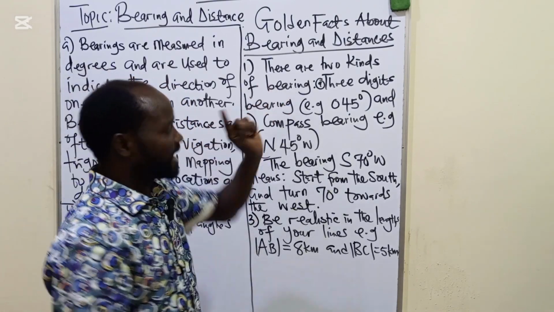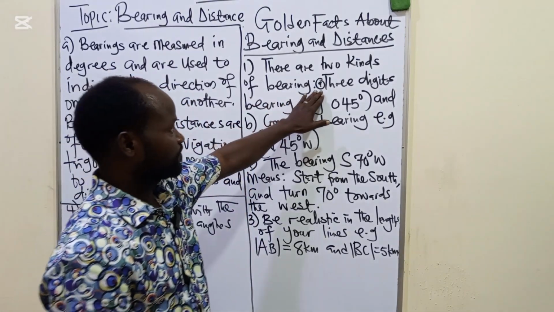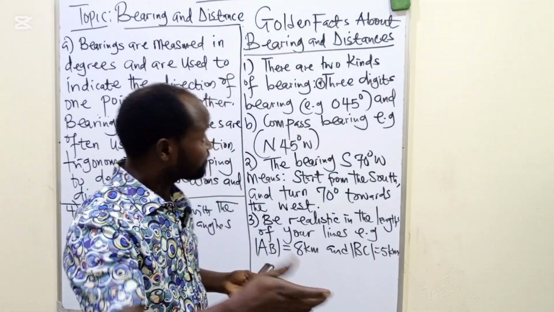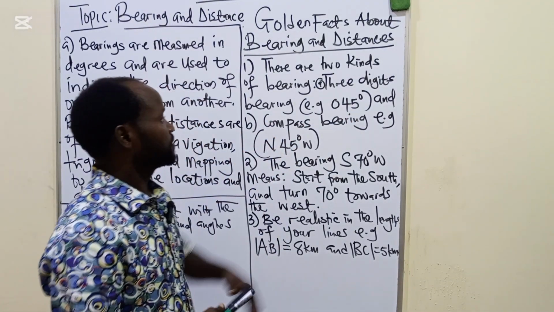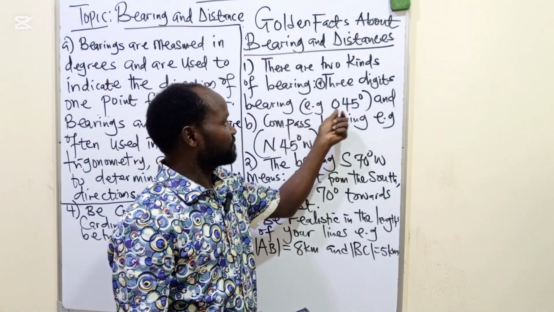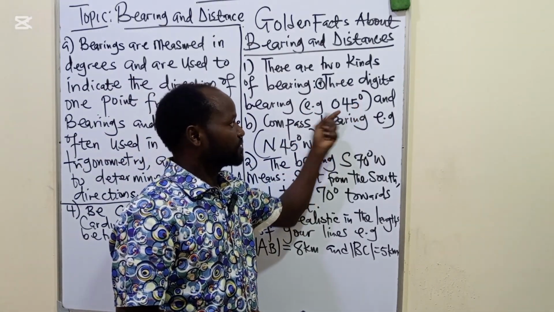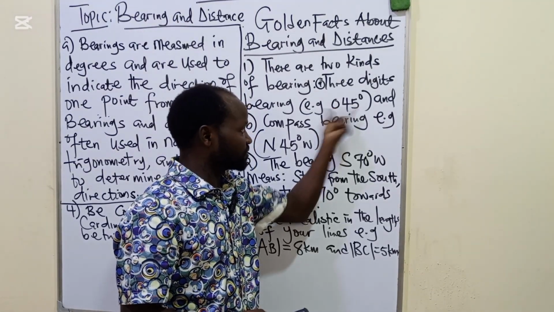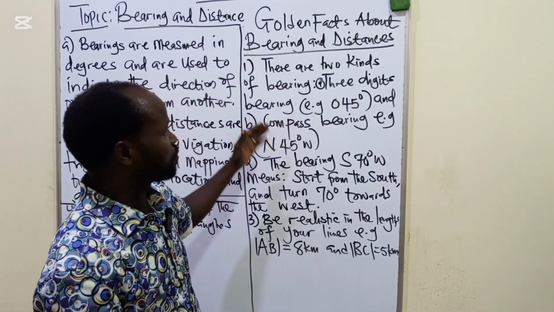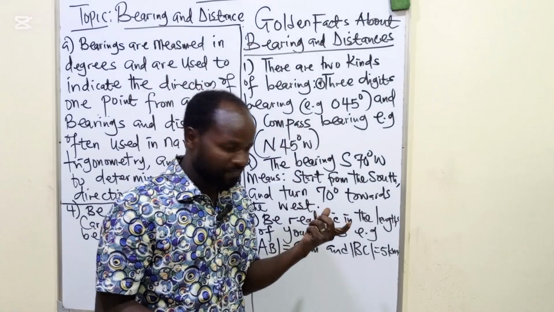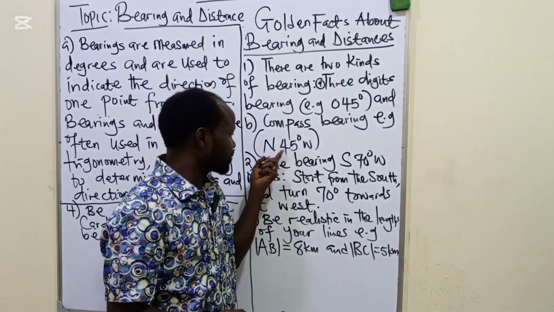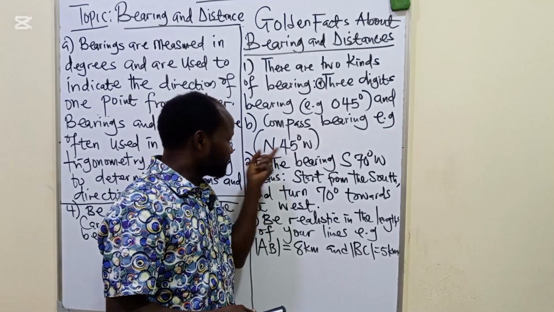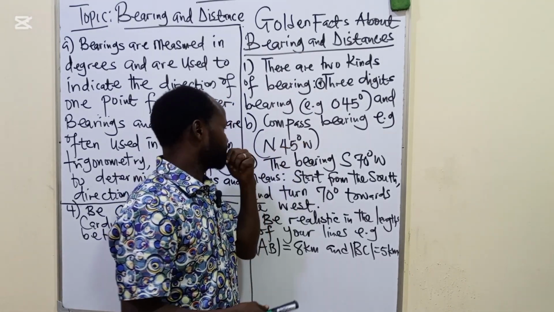Number one, there are two kinds of bearing. We have three-digit bearing, or we call it true bearing, or three-figure bearing. E.g., when you have 045 degrees, you know that this is three-digit bearing because we have 0, 4, 5. This is three-digit bearing. And there's what we call compass bearing. Compass bearing, the example here is 45 degrees northwest.